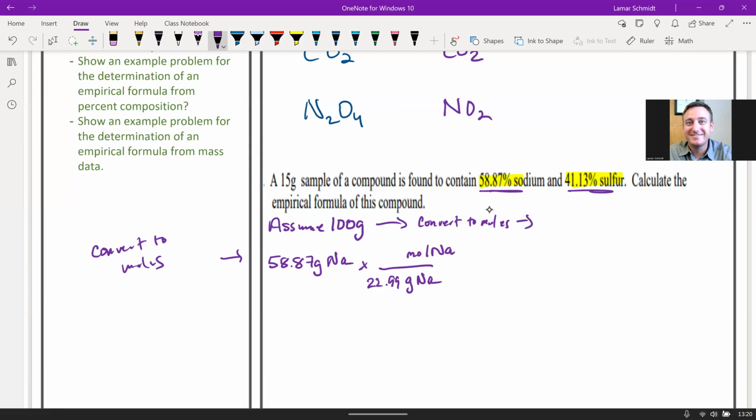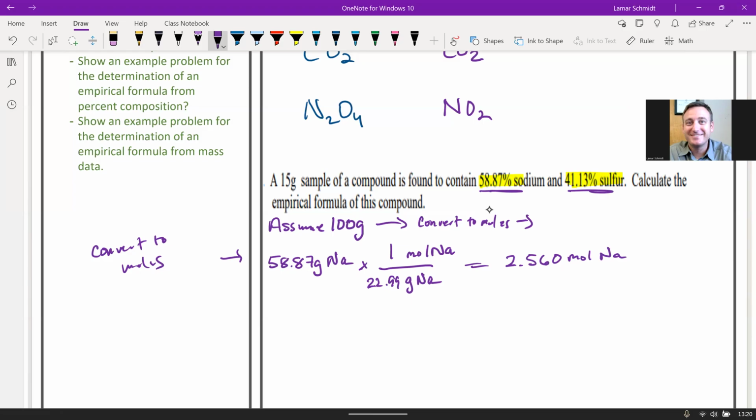22.99 grams of sodium is equal to 1 mole of sodium. All right? And so whatever that comes out to be, you tell me. It's what? 2.56. Can you give me one more decimal place? 2.560. All right, good stuff. Moles of sodium. Now, when you are doing these converting to moles here, do not round.